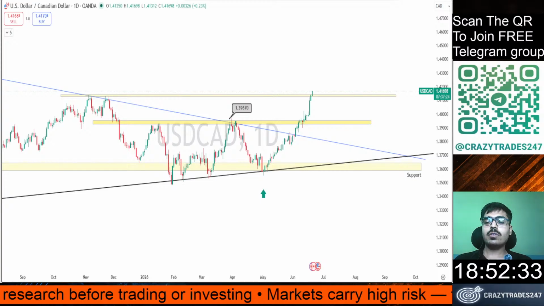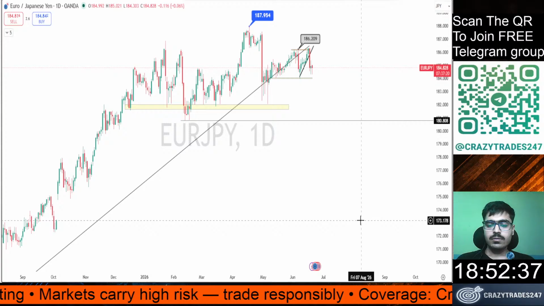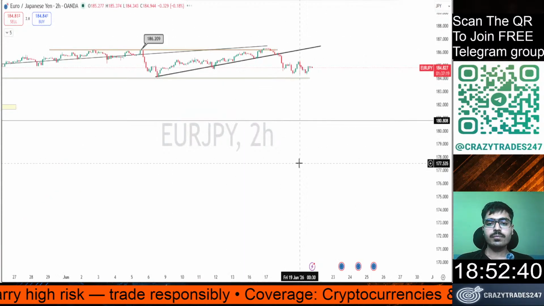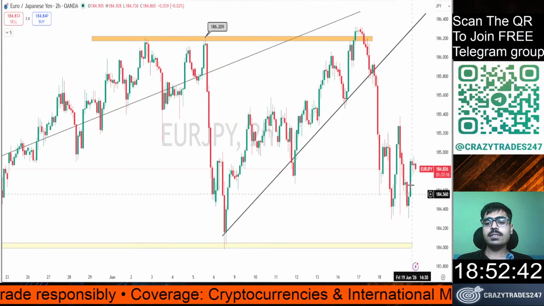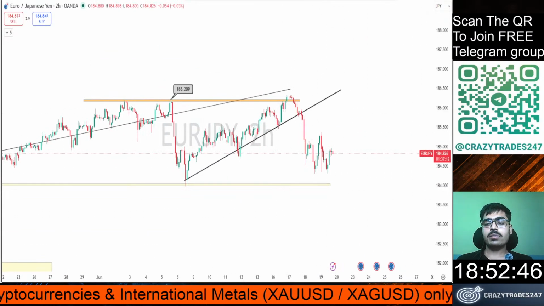Next, we have Euro JPY. On Euro JPY, price is broken below this rising trend line.